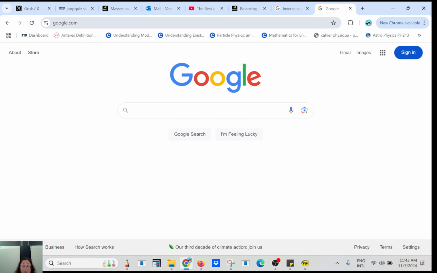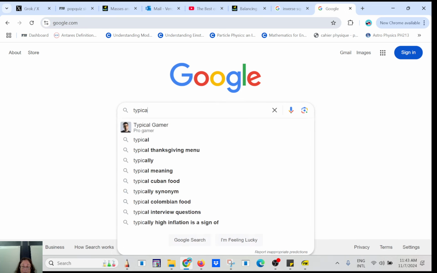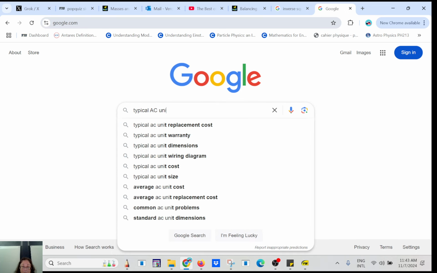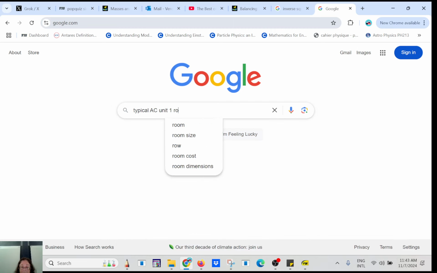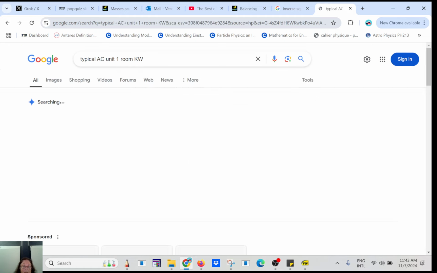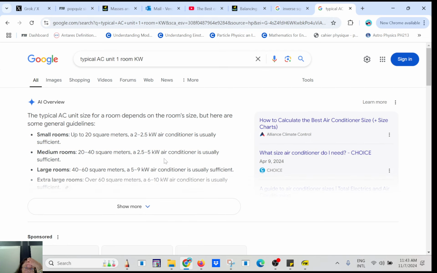What's a typical kilowatt rating for a small room or large room? Okay, it was not that far, right? 5 kilowatt. Small room will be less. Okay, so that's not that stupid.